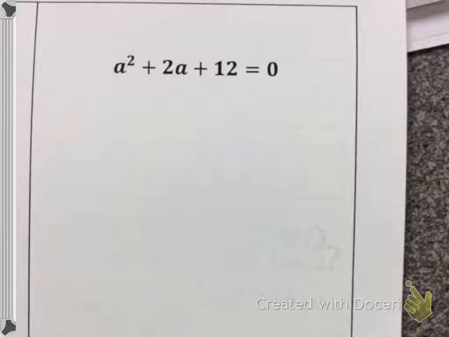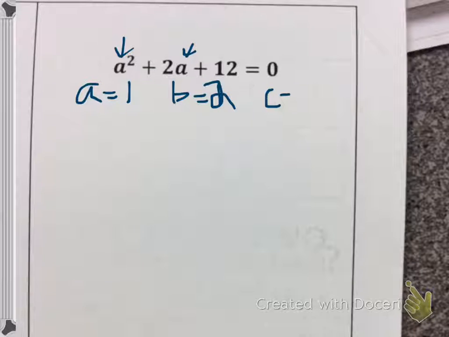All right, the next one is an equation. Again, I have to identify my a, my b, and my c. My a comes from in front of the x squared term, which is 1. My b comes from in front of the linear term, the power of 1 term, which would be 2. And then my c comes from the constant, which is 12.